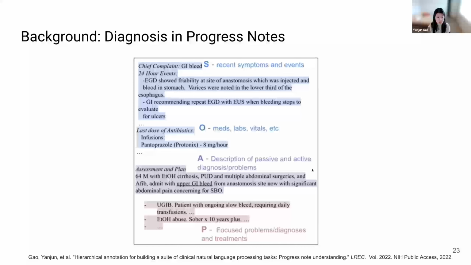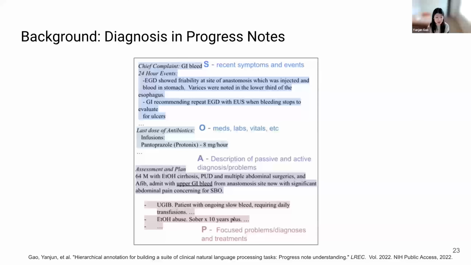Before we start, I just want to show you an example progress note, given that we might have some non-medical background audience. The progress note has four major sections: the subjective S, the objective O, the assessment, and then the plan subsections. The subjective section is mainly written in natural language, describing the patient's recent symptoms, past medical history, or 24-hour events. And then the O is the objective data with structured data, mostly about medications, laboratory results, vital signs, and so forth. And the assessment is natural language describing the past, passive, and active diagnoses of problems based on a physician's judgment.